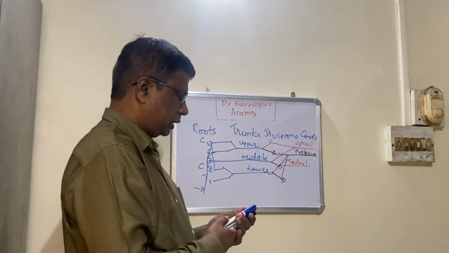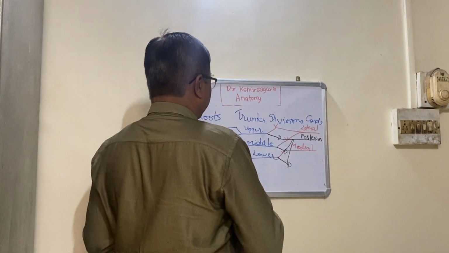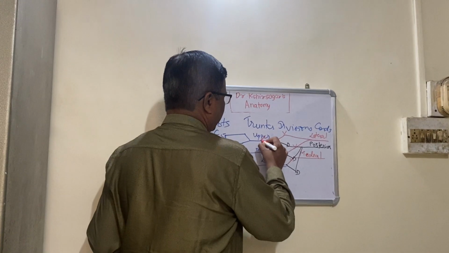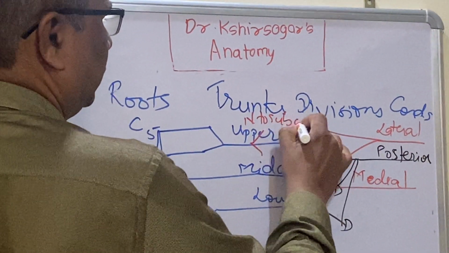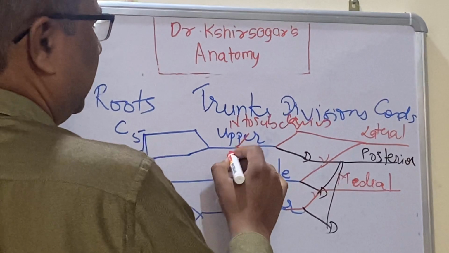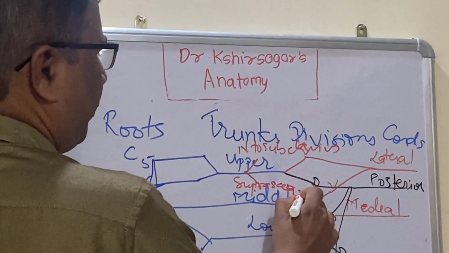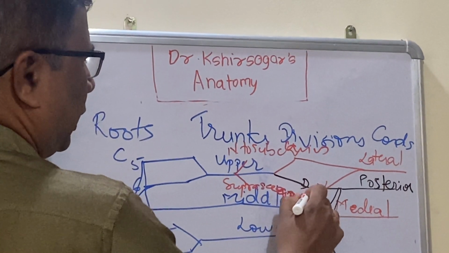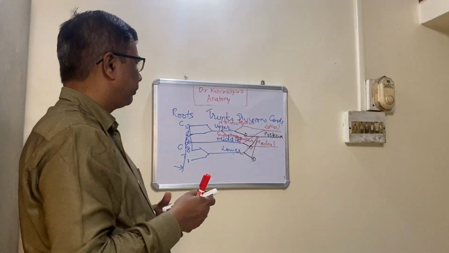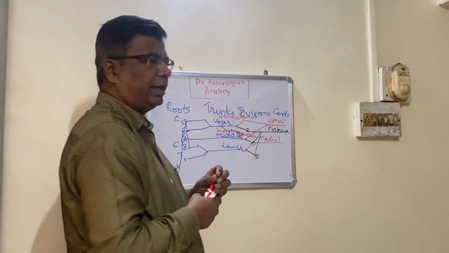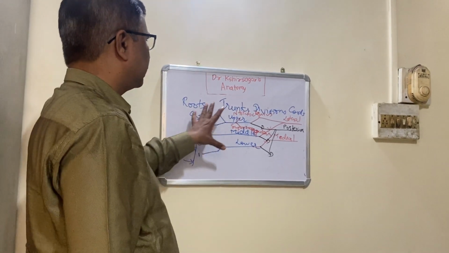When you talk about the trunks, only upper trunk will give branches. Okay, only the upper trunk has branches, and the two branches which come from the upper trunk are nerve to subclavius, and suprascapular nerve. So only upper trunk will give branches, that is nerve to subclavius and suprascapular nerve. So these are the branches of the roots and the trunks.